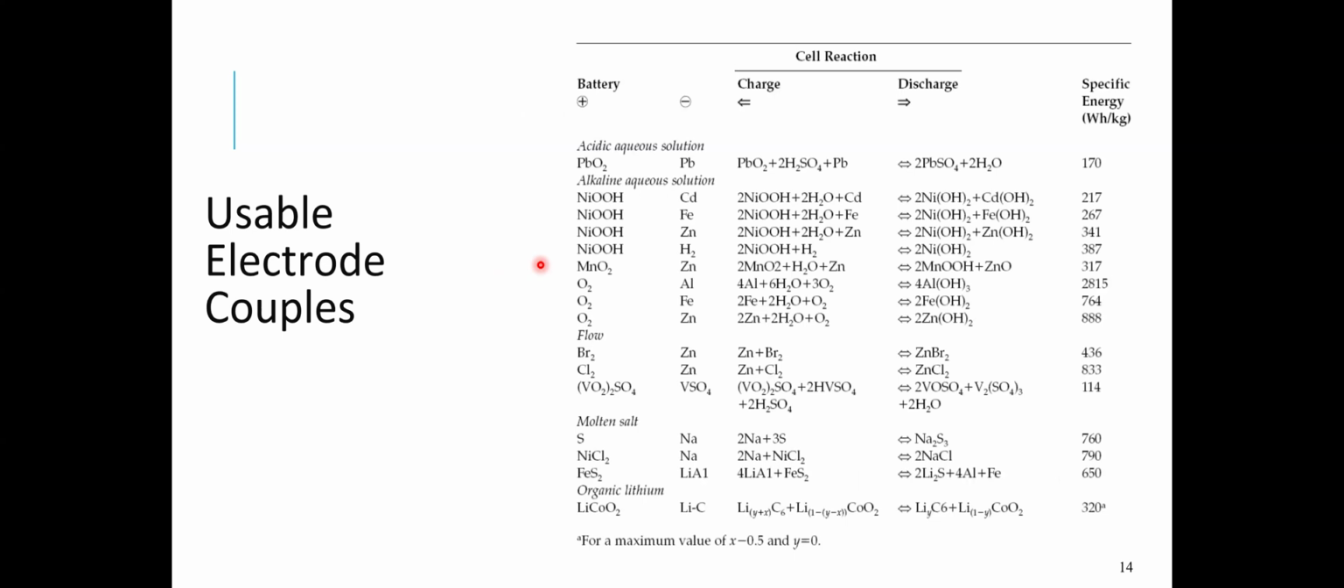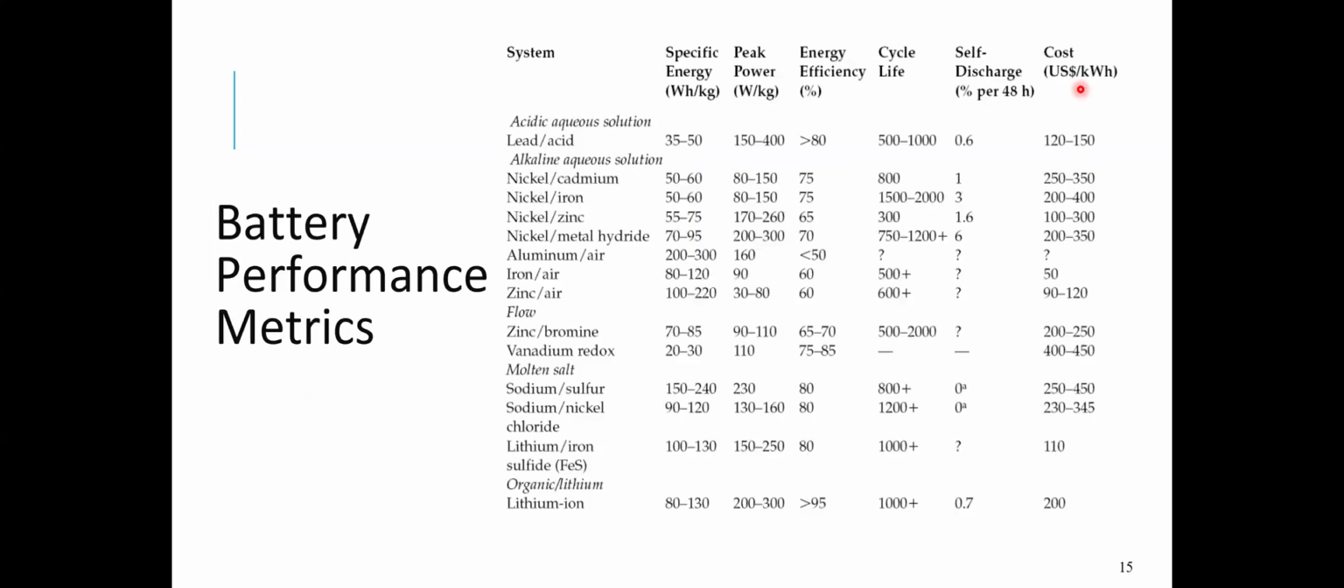Okay, so we already talked about these reactions that take place in the battery. So these are the usable electrode couples, and in there we talked about the specific energy of the battery. So that's one metric by which we can judge the abilities of a battery or its performance. Here is a more comprehensive list of battery performance metrics. So we talked about the specific energy. That's the energy of the battery divided by its weight. And again, the higher the number, the better.